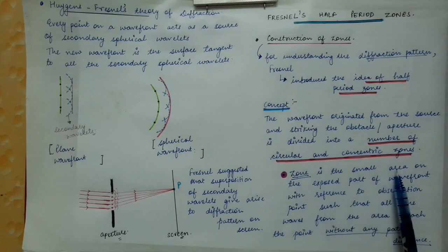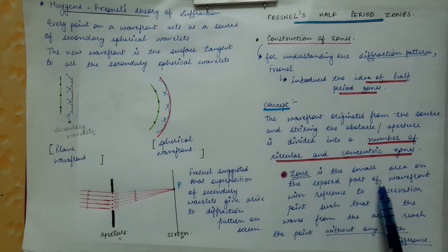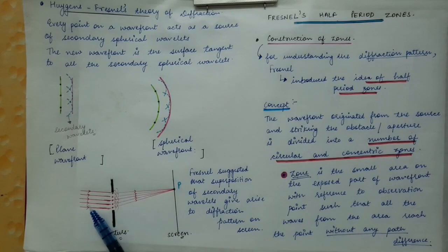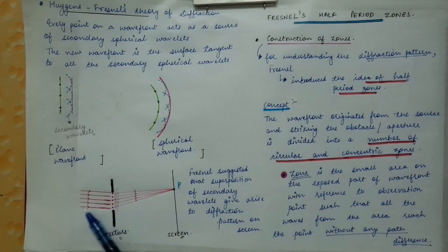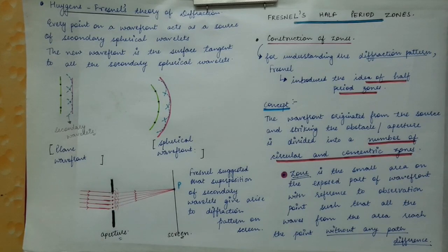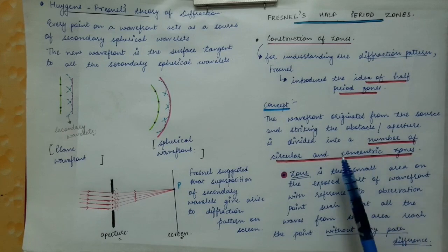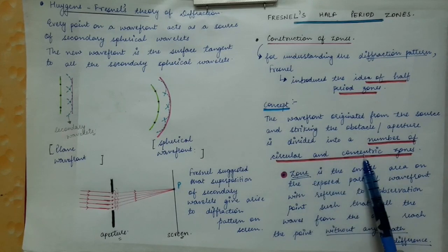A zone is a small area on the exposed part of the wavefront. So the wavefront will fall on the slit, and that will be the exposed part of the wavefront. Now the imaginary wavefront that we draw, the plane wavefront in this case, because these are parallel rays, so the wavefront will be a plane wavefront. That plane wavefront can be divided into a number of circular and concentric zones, and we will see how these circular and concentric zones are constructed.